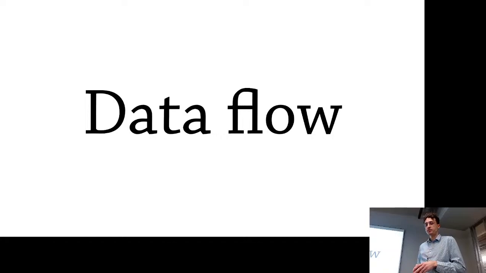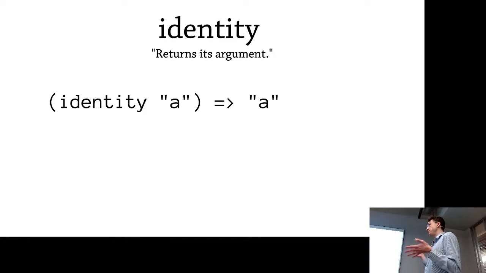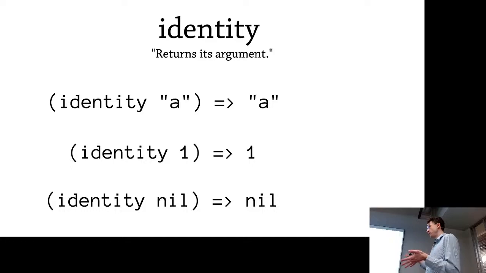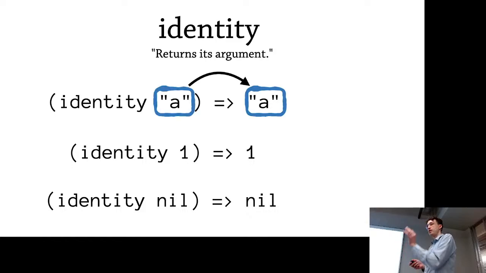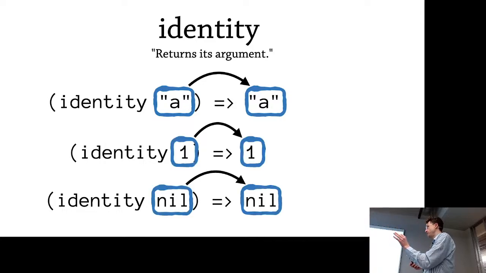And so for example, here's the simplest function I can think of that illustrates this. It's the identity function. This is the docstring for identity in Clojure. It returns its argument. So if you give A to identity, it returns A. If you give 1 to identity, it returns 1. If you give nil to identity, it returns nil. But the concept here is the fact that the A here is the A that you get back. The 1 here is the 1 that you get back. And the nil here is the nil that gets back.